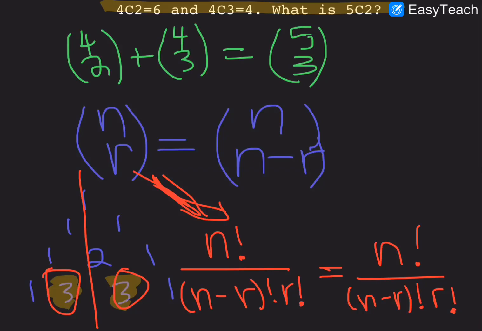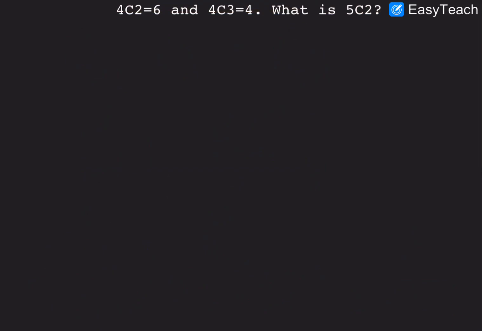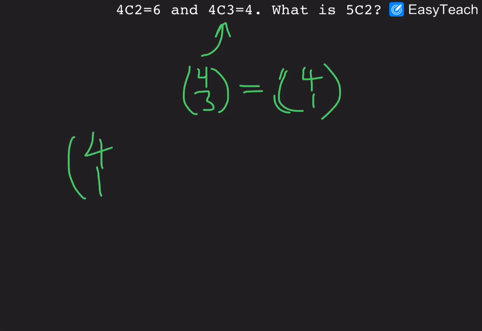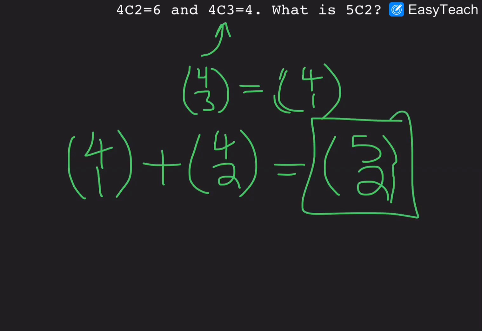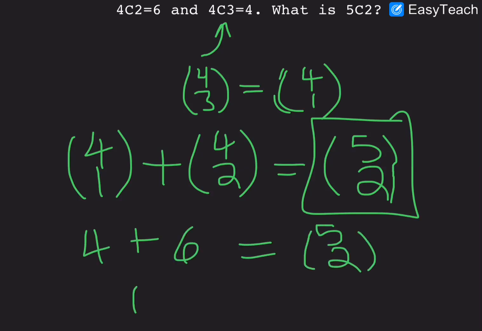So how is this helpful? We can say that here 4 choose 3 is equal to 4 choose 1. So a new equation we have is 4 choose 1 plus 4 choose 2 is equal to 5 choose 2. And now we have what we want in the problem. So we can just substitute the values and get 5 choose 2 equals 10.